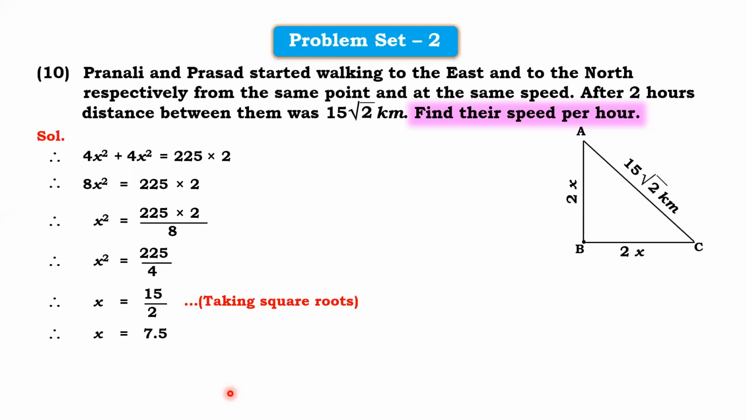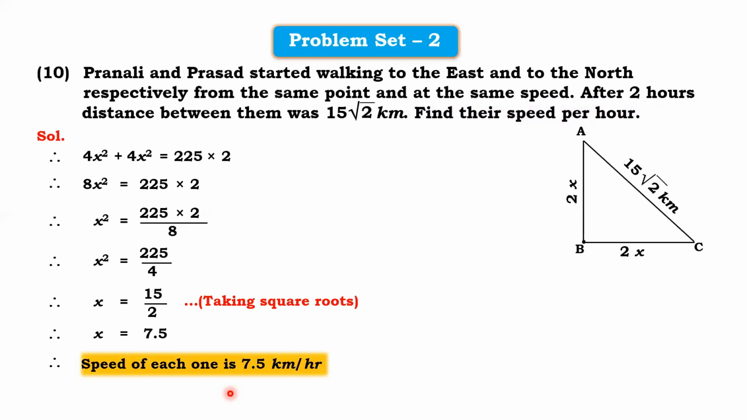So x is 7.5. Now what is x representing? If you remember, we have assumed x as speed. We don't know the speed, so we assume the speed as x kilometers per hour. And we have got the value for x as 7.5. So can we say the speed with which each traveled is 7.5 kilometers per hour. Yes, so we have got the speed of both of them. So speed of each one is 7.5 kilometers per hour.